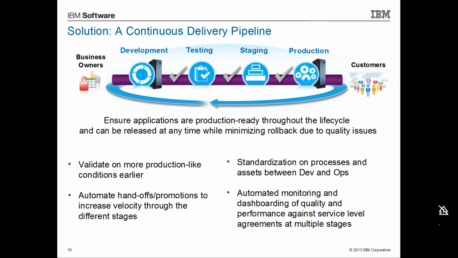So to conclude my slide, here is how we should understand the challenge we have for a continuous delivery pipeline, because we need to ensure that our applications are production ready throughout the life cycle and can be released anytime. And while we talk about risk mitigation, the application should also be able to minimize rollback due to quality issues.